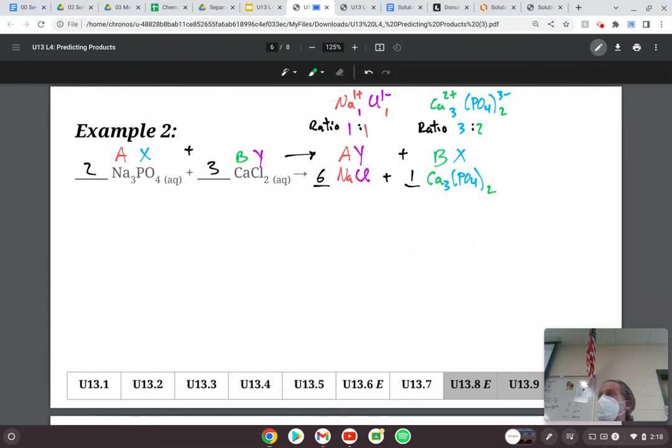So that's a lot of work, but we're not done yet. And I believe that we can handle it. I would not ask you to do something I don't think you can do. So now we have to consult our solubility rules.